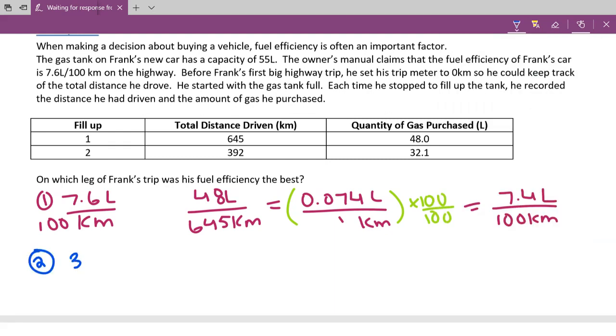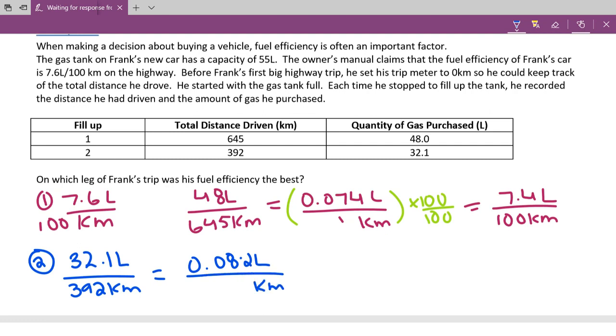Well, he filled up with less gas this time, 32.1 liters. But he also didn't go quite as far, 392 kilometers. I'm going to turn that into a unit rate first. Again, 32.1 divided by 392. Turns out that 0.082 liters were used up for every single kilometer driven.